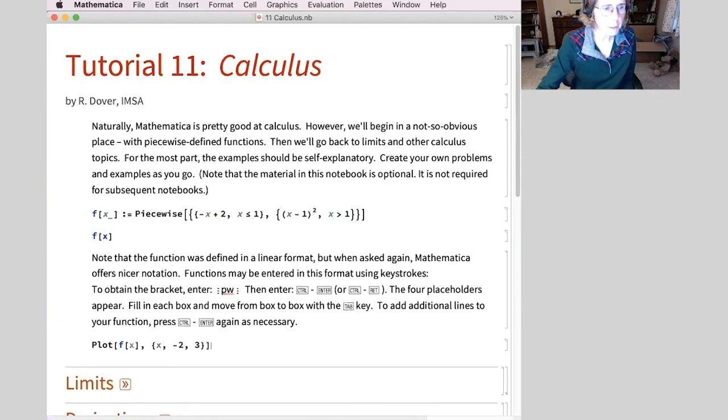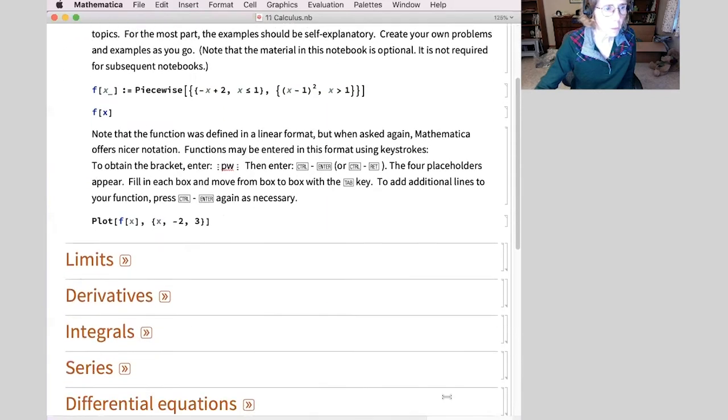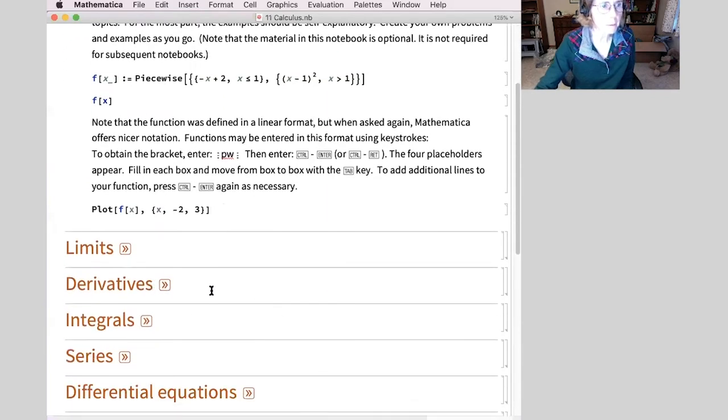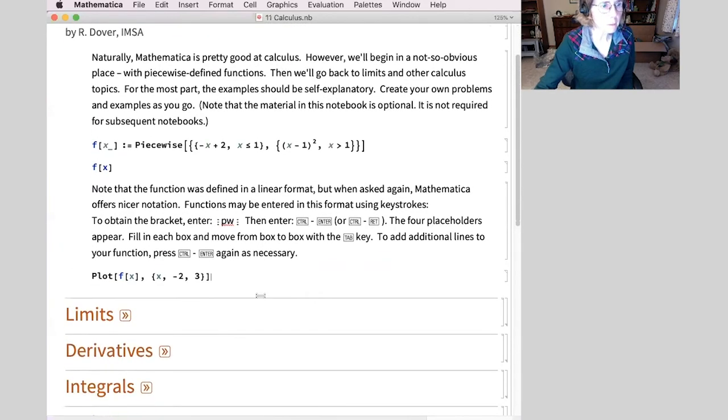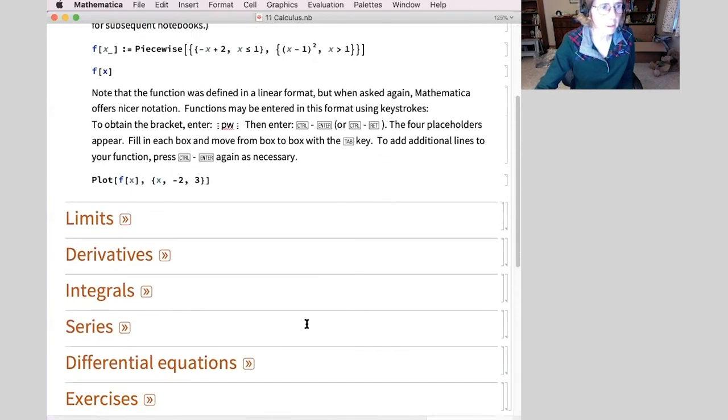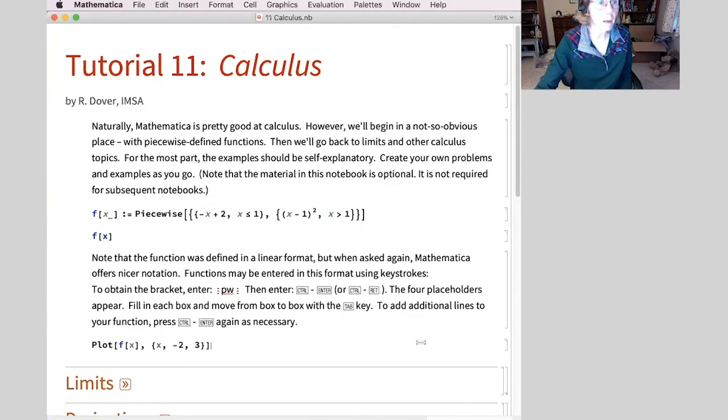After that, you can skip through it, but you may also be interested in one of the subsections under derivatives with a little bit of graphics work. For the calculus folks, we'll talk about limits, derivatives, integrals, series, and differential equations. All right, first of all, let's go back to piecewise defined functions.